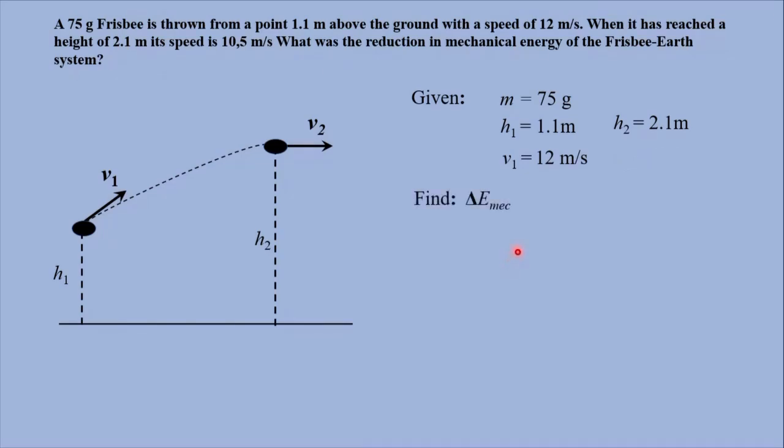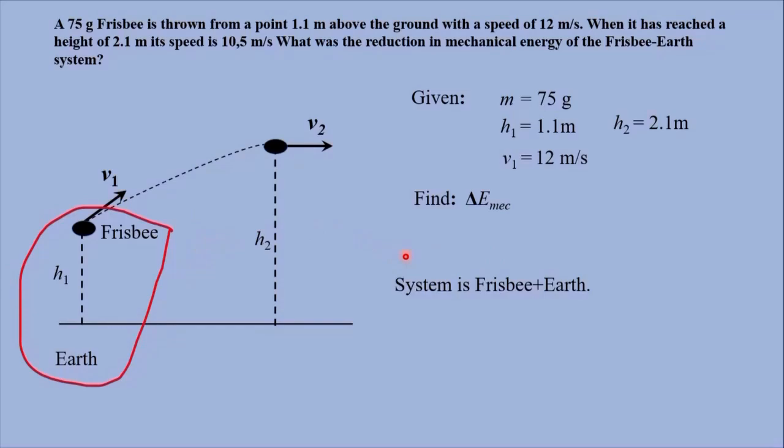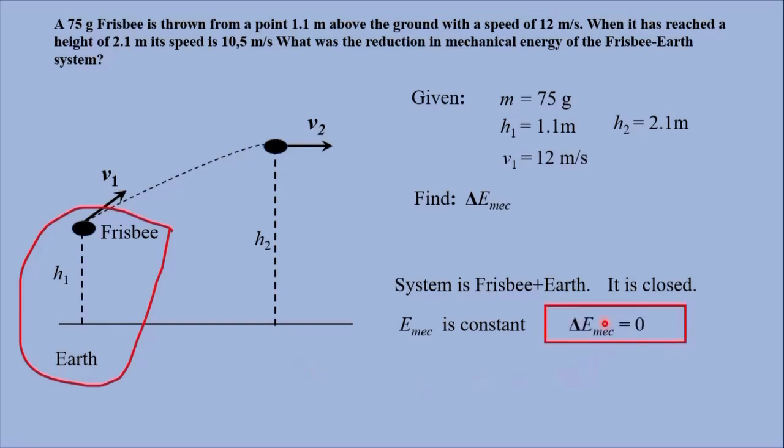One of my students suggested the following solution of the problem. First, he considered Frisbee and Earth as a system, and secondly, he suggested that this system is closed. Because the gravitational force, which he considered as the only force in this system, is conservative, he decided that mechanical energy is constant. And for this reason, change of mechanical energy is zero. This was the solution of the first student.